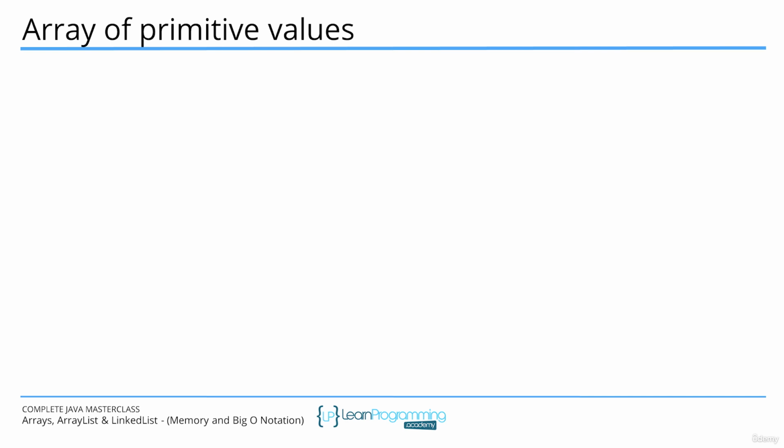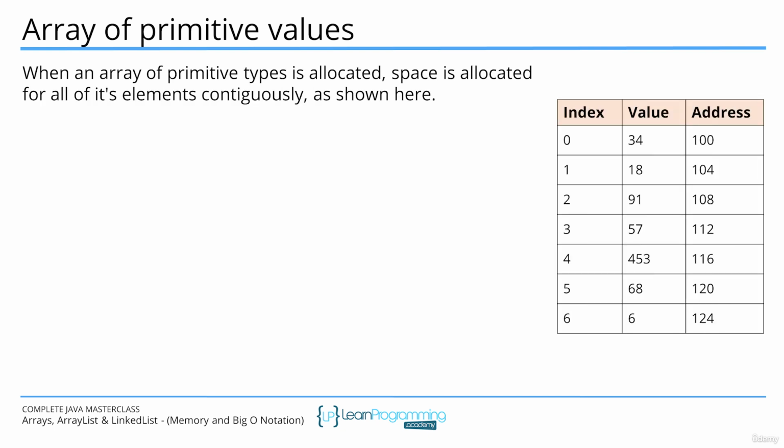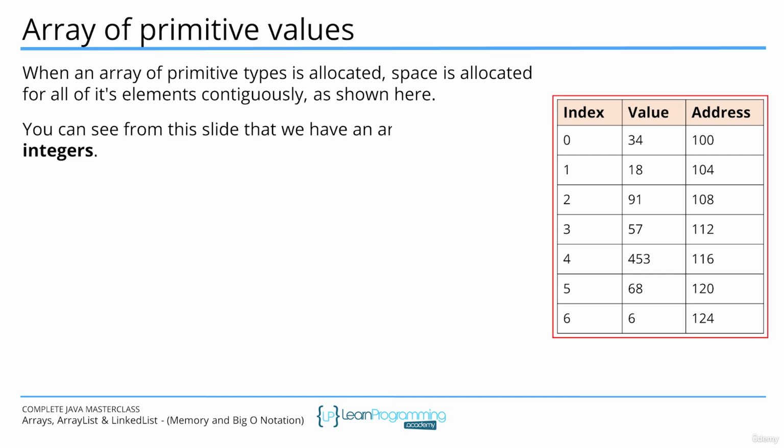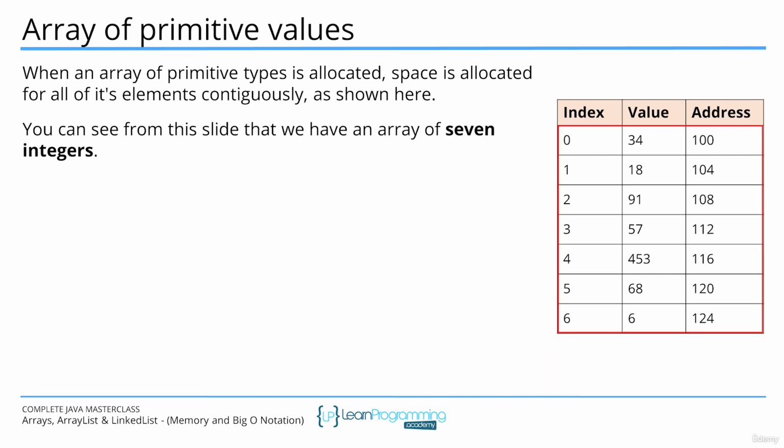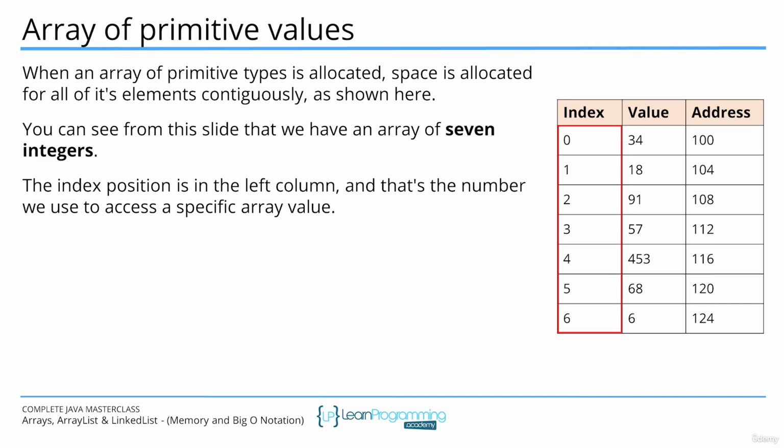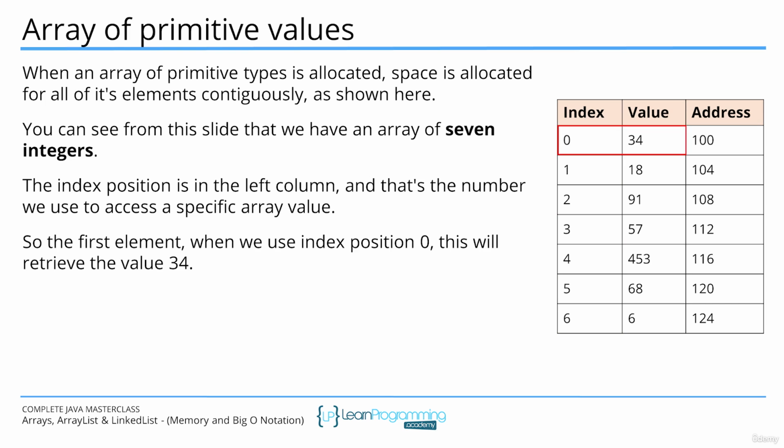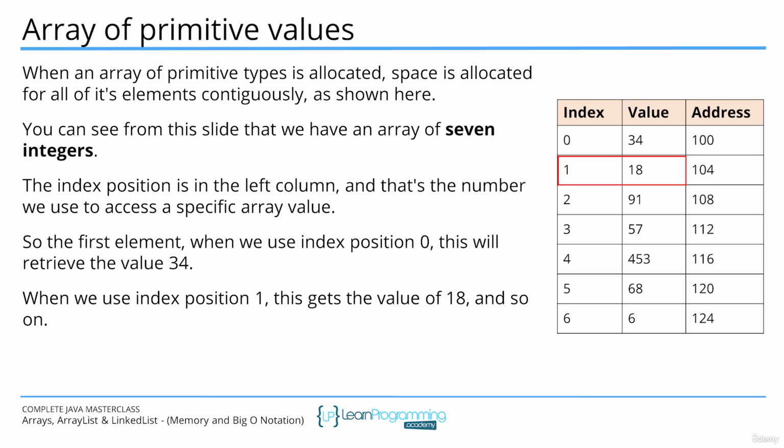Let's start with an array of primitive data types. This is the simplest thing to understand. When an array of primitive types is allocated, space is allocated for all of its elements contiguously, as shown here. You can see from this slide that we have an array of 7 integers. The index position is in the left column, and that's the number we use to access a specific array value. So the first element, when we use index position 0, this will retrieve the value 34. When we use index position 1, this gets the value of 18, and so on.